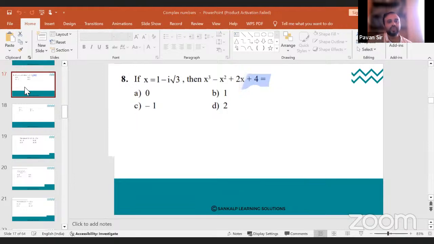If x is equal to 1 minus i root 3, then x cube minus x square plus 2x plus 4 is what? Option A is 0, option B is 1, option C is minus 1, or D is 2. Try to solve this. Again, 1 minute time for you.